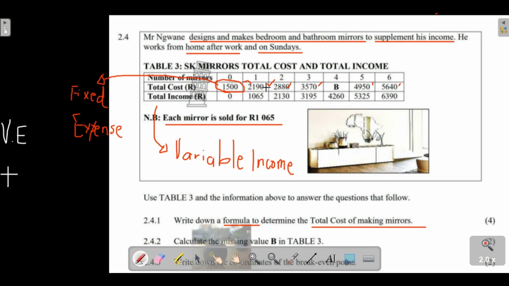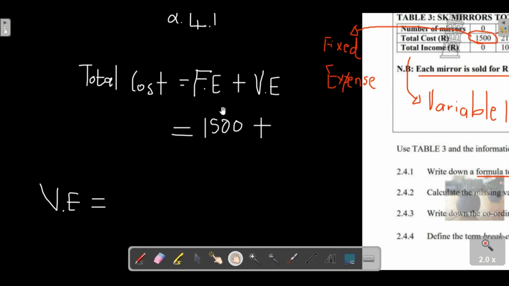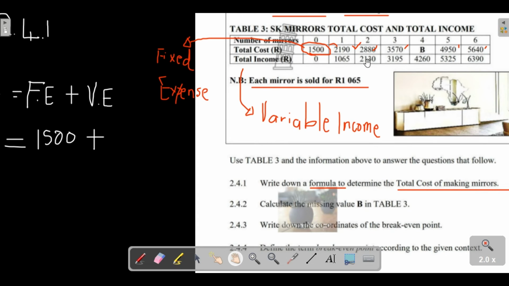So that means that we have to first subtract that 1,500 from this 2,190 in order to get to the cost to make one mirror. Okay, so that would be our variable expense. So we're going to say 2,190 subtract 1,500. I need you guys to note that when we say total cost, we've actually added both of these in each and every one of these.